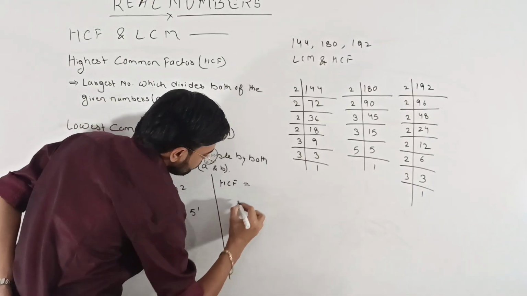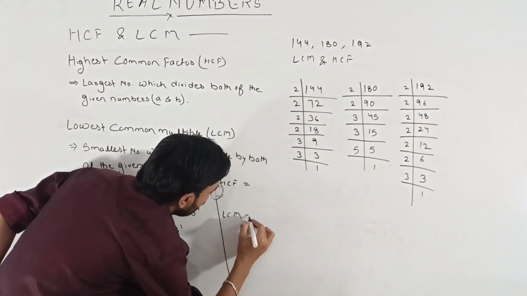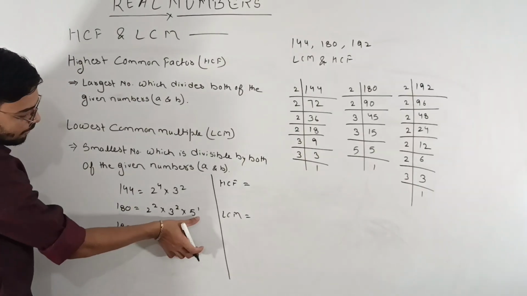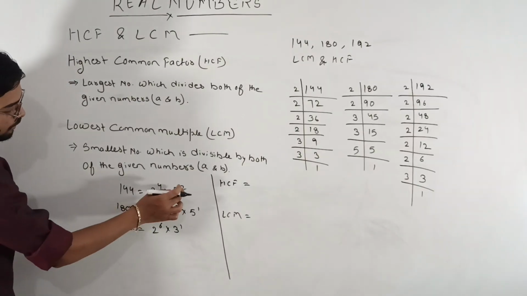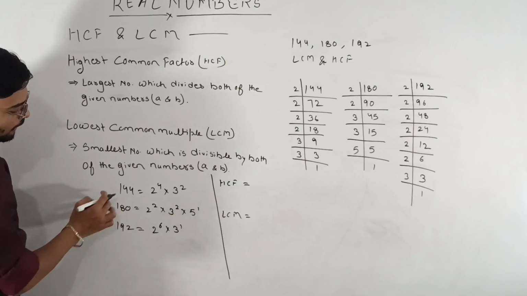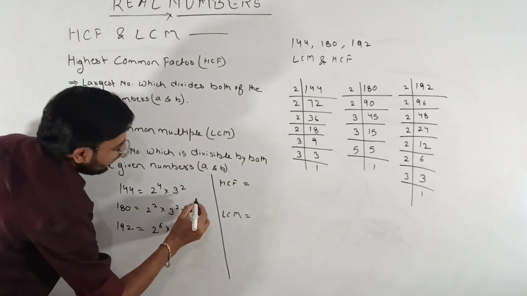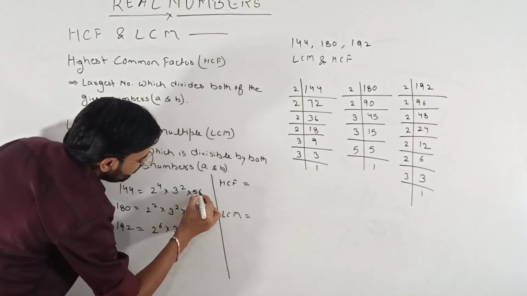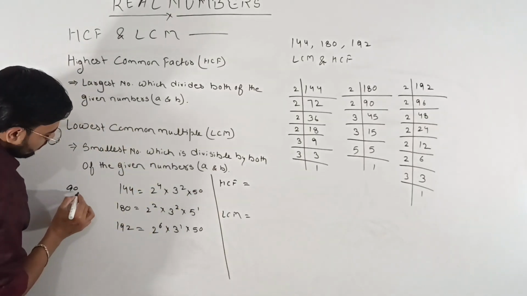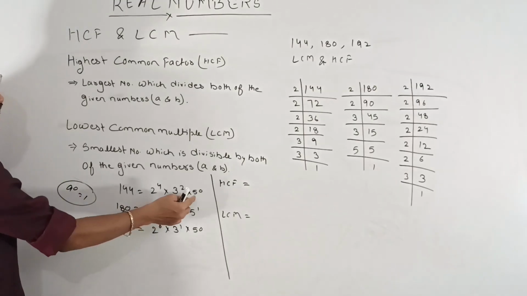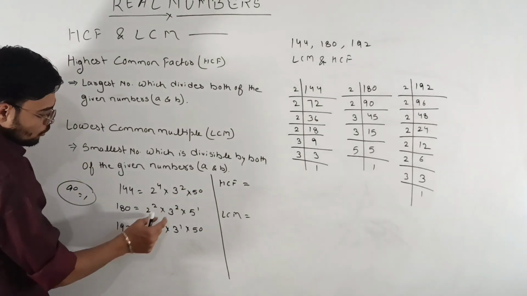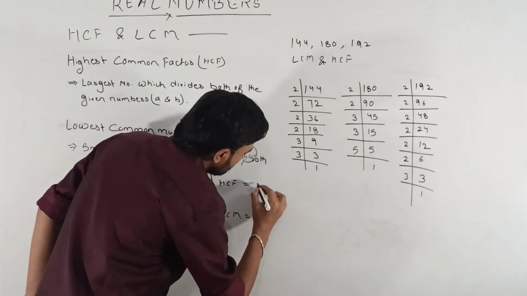Now for HCF, first you write all the numbers. Here is 2, 3 and 5. We have 3 numbers, 2, 3 and 5. 5 is in only 180, not in 192 and 144. Then I write 5 to the power 0 and 5 to the power 0. Anything to the power 0 equals 1. That's why I write 5 to the power 0. This will become 1s.